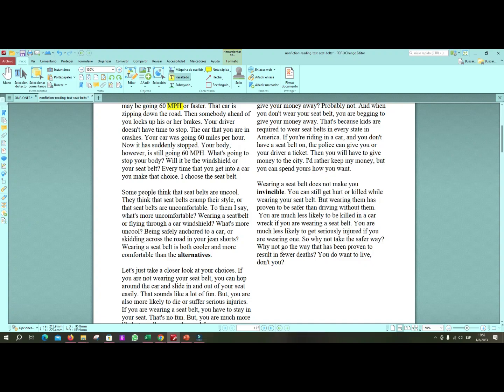Some people think that seatbelts are uncool. They think that seatbelts cramp their style or that seatbelts are uncomfortable. To them, I say, what's more uncomfortable, wearing a seatbelt or flying through a car windshield? What's more cool, being safely anchored to a car or skidding across the road in your jean shorts? Wearing a seatbelt is both cooler and more comfortable than the alternatives.